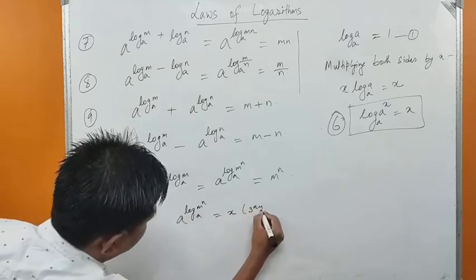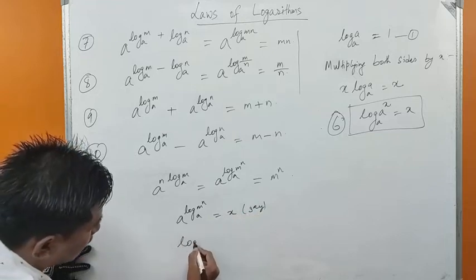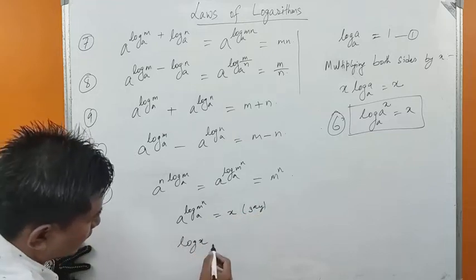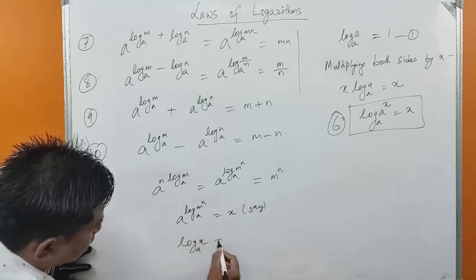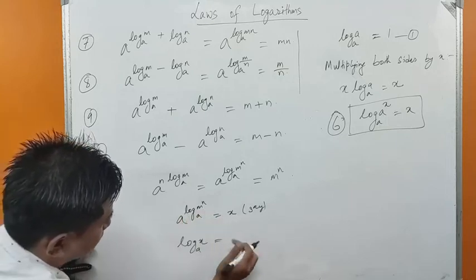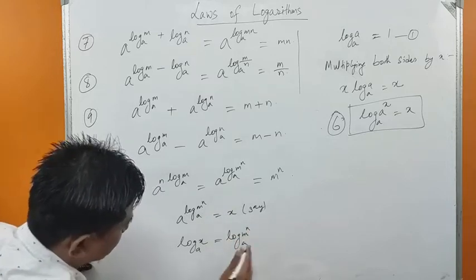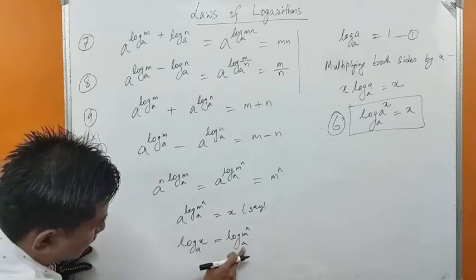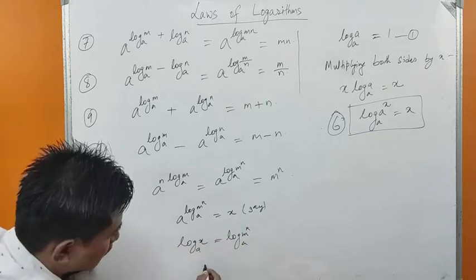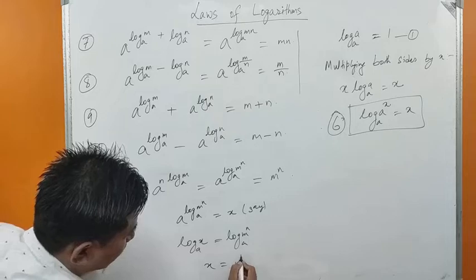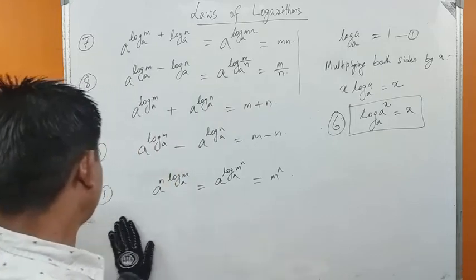Okay, a to the power log m to the power n to the base a equals x. So we have this in exponential form. Let us convert this into logarithmic form. Log x to the base a equals, this power goes to the right hand side, log m to the power n to the base a. We leave log base a, so x gives us m to the power n. Okay, so this is rule number 11.